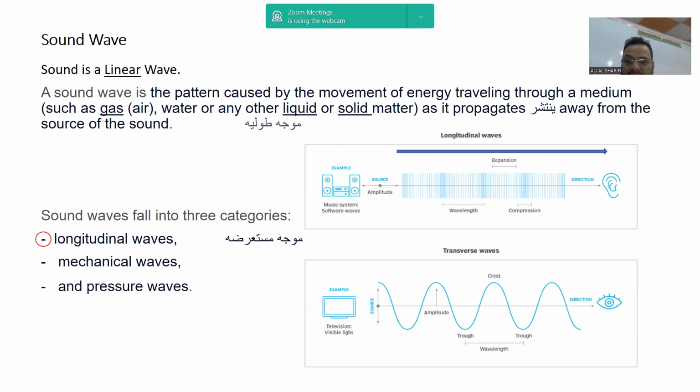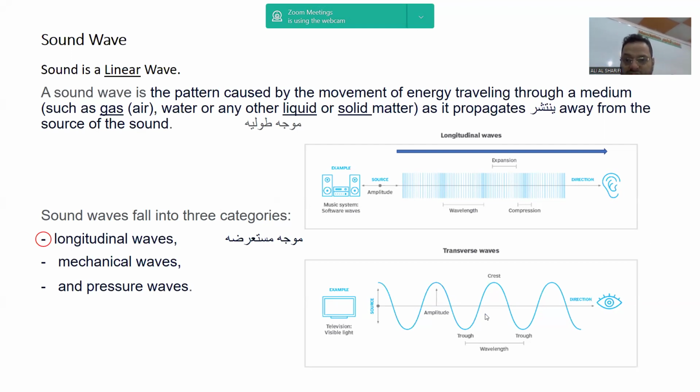As it propagates, it goes away from the source of the sound. We have 2 points. The first one is the source. The second one is your ear. But between these 2 points, we have the necessary medium to give the opportunity to the sound to jump from the source to your ear.